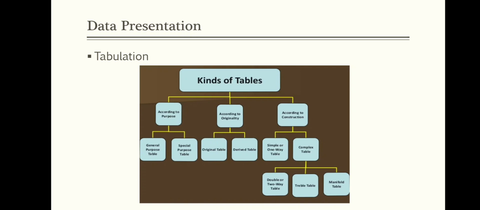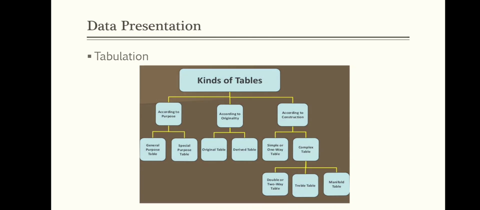The second base is about its originality. According to originality, it is classified into original or primary table and derived or secondary table. And the last base is according to construction. Here it is divided into simple or one-way table and the other one is complex table. Complex table is further divided into double or two-way table, three-way table and goes up to manifold table.